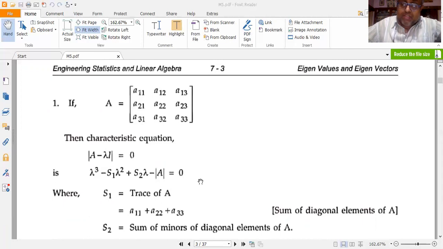My question is, what are these S1 and S2? That we shall see now. S1 is the trace of A. The trace of a matrix is simply obtained by calculating the sum of its principal diagonal elements. Here the principal diagonal elements of the 3 cross 3 matrix under consideration are A11, A22 and A33. So add these three: A11 plus A22 plus A33. That is given by the trace.